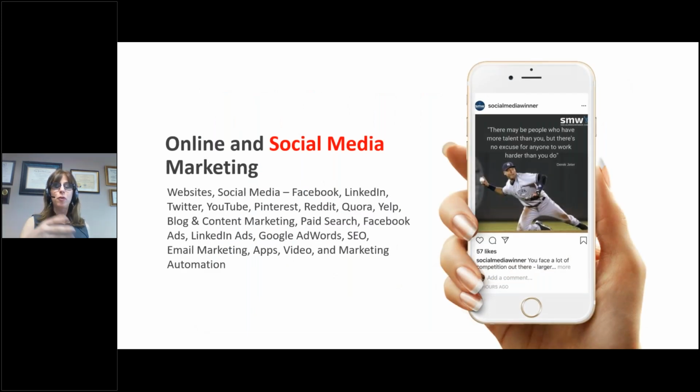Now, before I get to this modern marketing portfolio theory and show you the 8 classes, I want to say that I'm absolutely bullish on one asset class, and that is online and social media marketing. You'll see right here in this image a quote by Derek Jeter. And I'm sorry that the Yankees didn't win last night. I'm really upset by it, and they lost in the 9th inning by 1, unfortunately. But Derek Jeter's quote is this: "There may be people of more talent than you, but there's no excuse for anyone to work harder than you." And I love that quote.